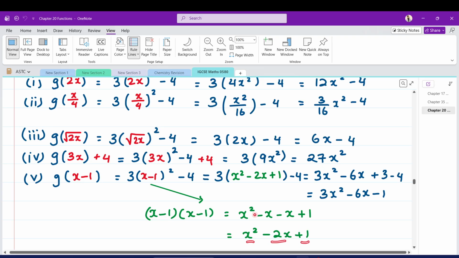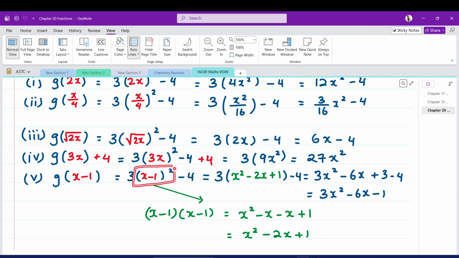So now this is going to be the answer to this part of your question. So therefore, this part has now been replaced in green. So you have 3 times this whole bracket, and then we have minus 4. Expand the bracket, so you get 3x squared minus 6x plus 3 minus 4. Collect the like terms. So this is going to be your final answer.